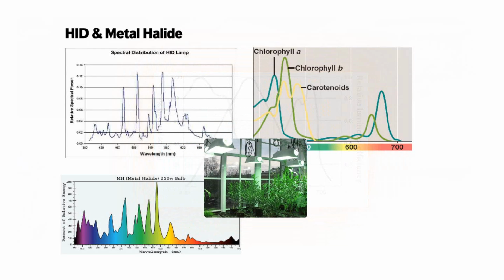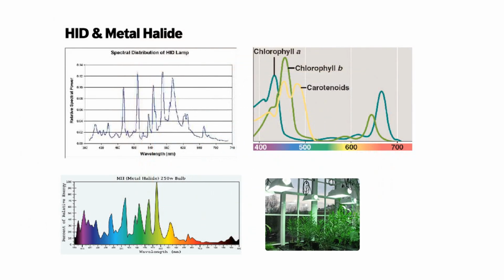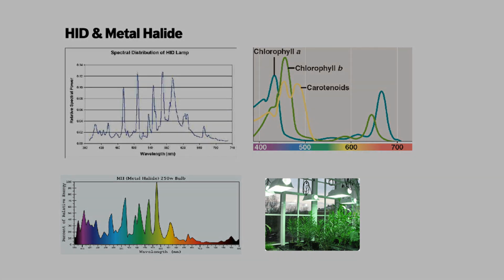Metal halide and high-intensity discharge provide a broad spectrum of light that is both photosynthetically active and pleasing to our eyes. The spectrum charts show that there is light radiation across the spectrum for both of these lights, with a little more light at the blue and violet end than there is at the red end. This indicates that plants will grow very well in the vegetative phase, while there is less light radiation in the orange and red wavelengths, which are typically associated with flowering and fruiting.